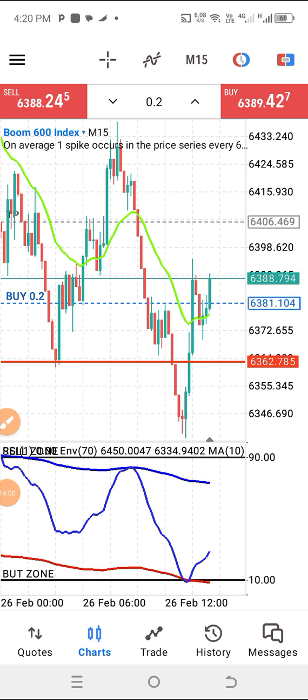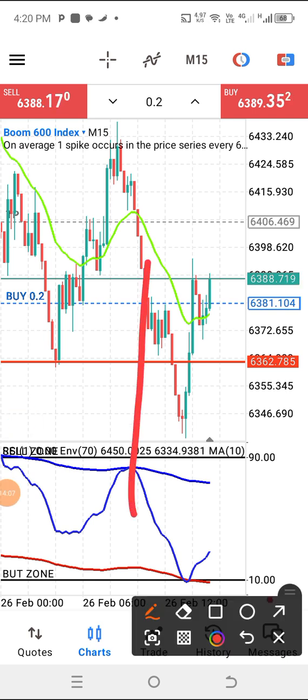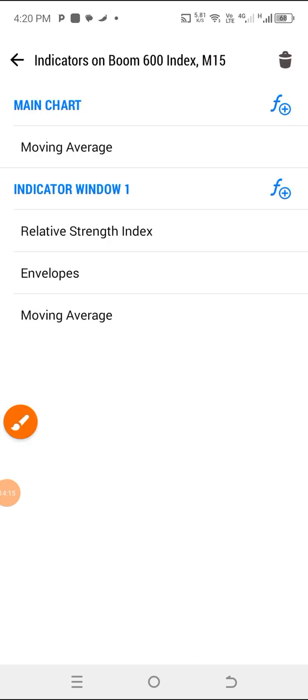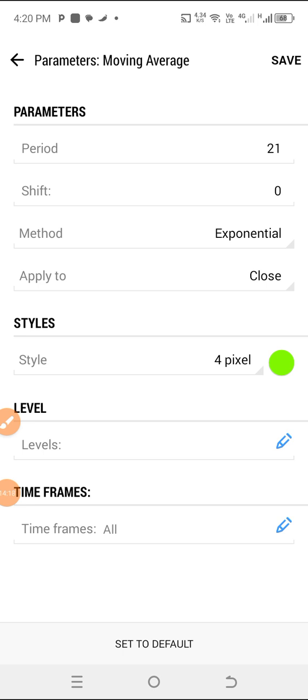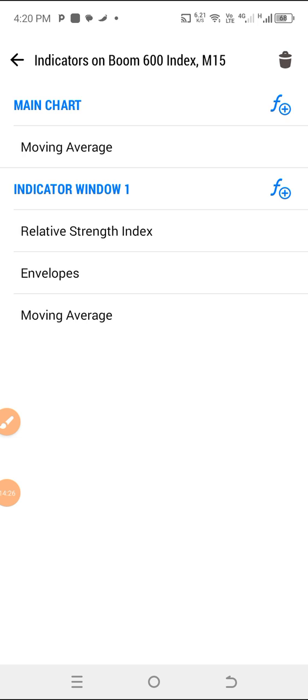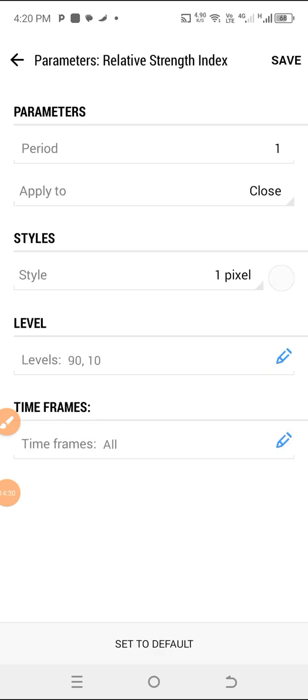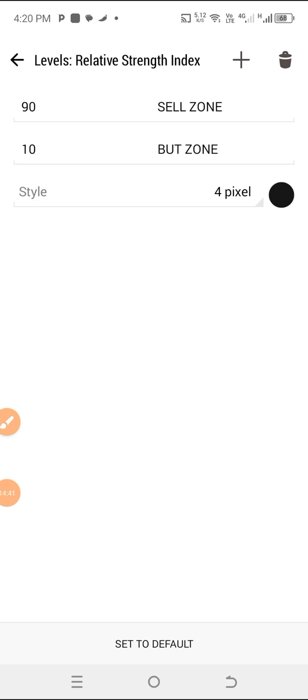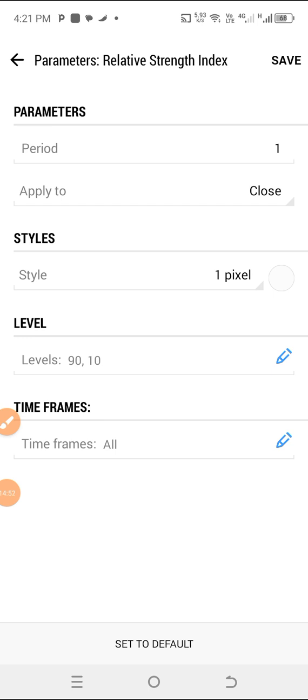Exactly. So to add the settings, click on this icon above. When you click on that icon, it will take you to the indicators section. On the main chart, we have a moving average with a period of 21, exponential, use any color of your choice, then click on save. In window 1, we have the relative strength index, the RSI, period 1, apply to close. Make sure the style is on a background color. My background is white, that is why I'm using a white background. Then your levels matter very much: 90 and 10. When price gets to your 90, you are expecting to look for a sell opportunity, and when price gets to the 10 zone, you are looking for a buy opportunity. Then you click on save immediately.